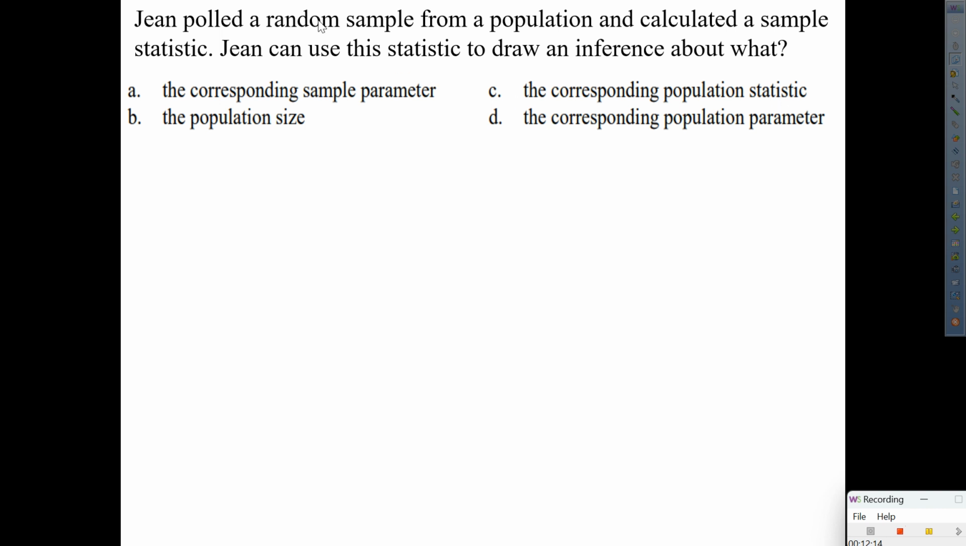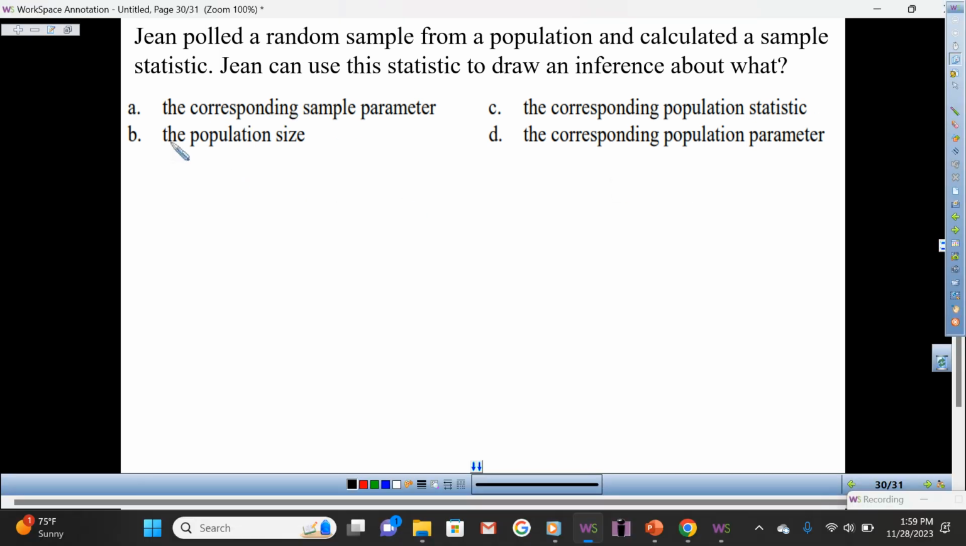All right, so according to what we have here, do they give us any numbers? No, so that means which one are we going to discard right away? The size. We can't figure that out because there are no numbers. Next, if they're talking about that they started with what? Population. So what else do we discard? So we're left with these two.